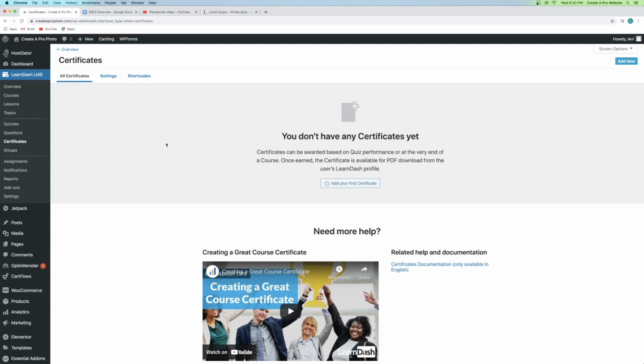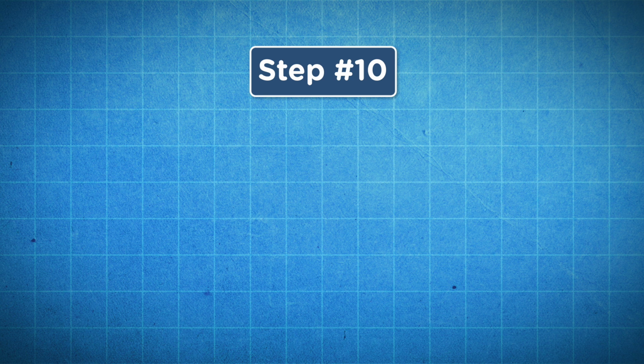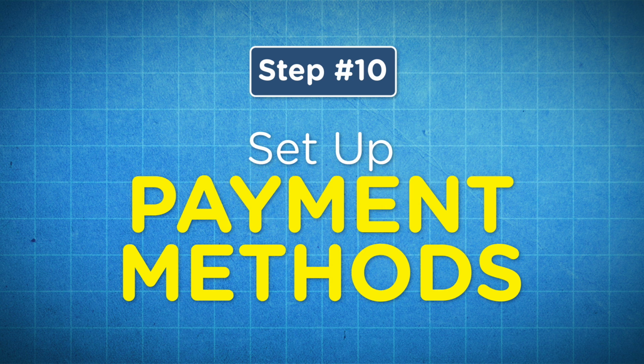All right, so we've built a course, we put it all together, we have a quiz, and we know where to learn how to do certificates. We can go ahead and move on to step number 10, which is to set up payment methods.